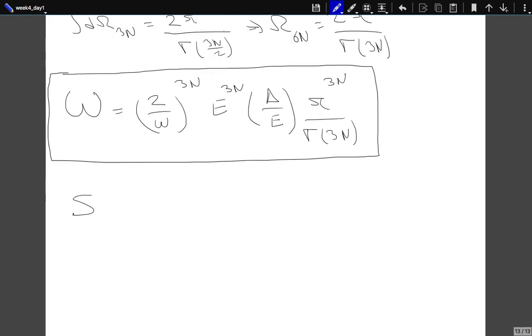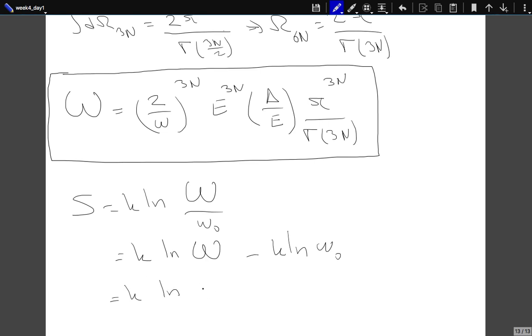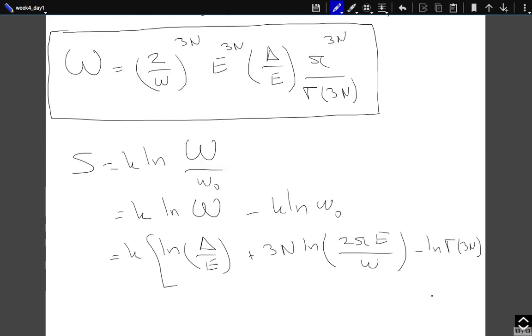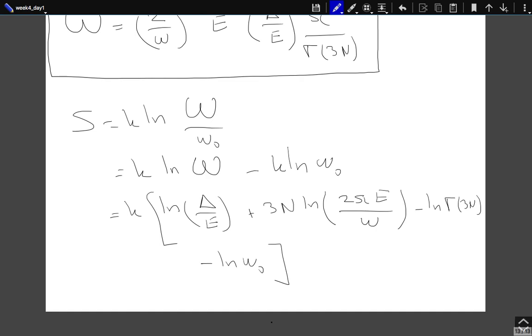Now the entropy of this system will be k times logarithm of this omega over omega 0, which will be k times logarithm of omega minus k times logarithm of omega 0. This is k times logarithm of, let us see, delta over e plus 3n logarithm of 2 pi e over omega minus logarithm of gamma 3n minus logarithm of omega 0. This is the entropy we have.